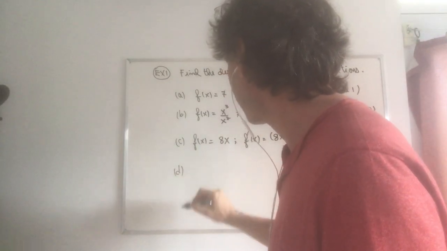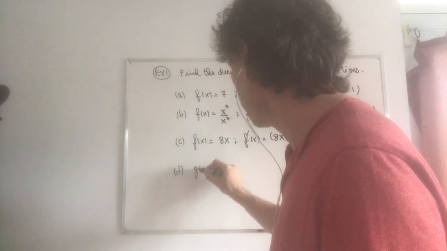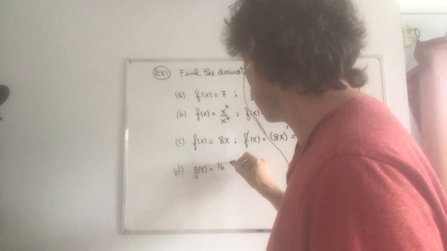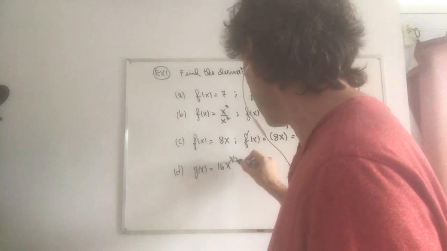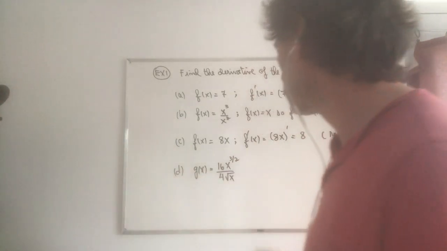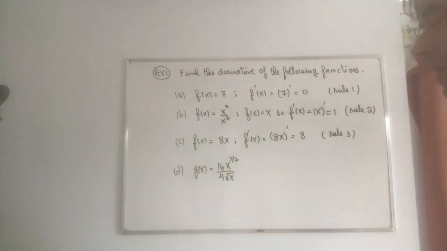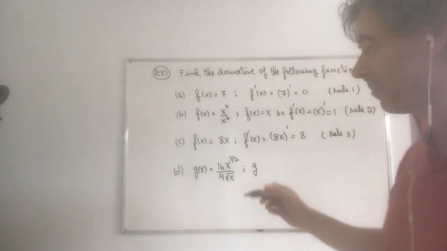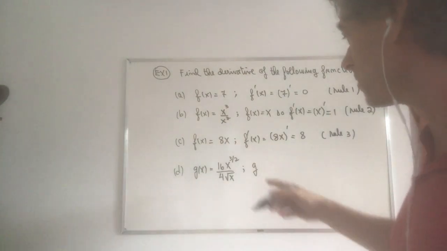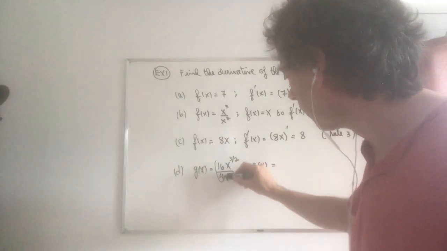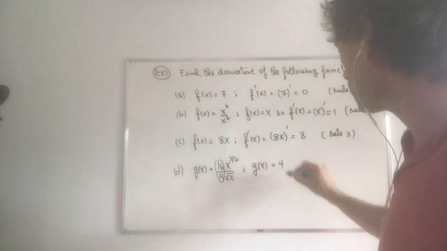Okay, one last. Why don't we call it g of x? So g of x is 16x^(3/2) over 4 root x. What? That is one ugly thing, huh? Yet, what is g prime? Well, before we go to g prime, we should probably try to see if we can simplify this ugly thing, right? So what's g of x? 16 and 4.